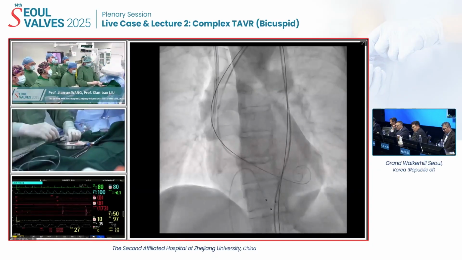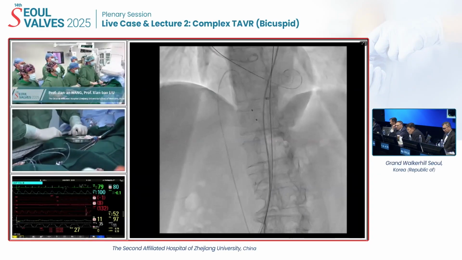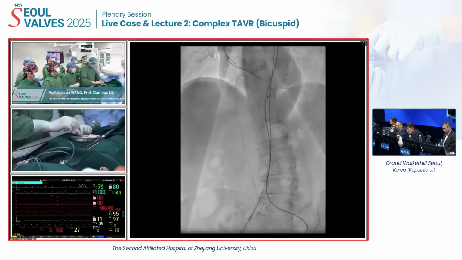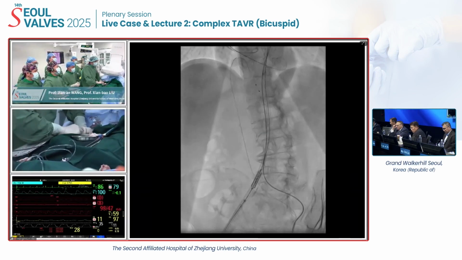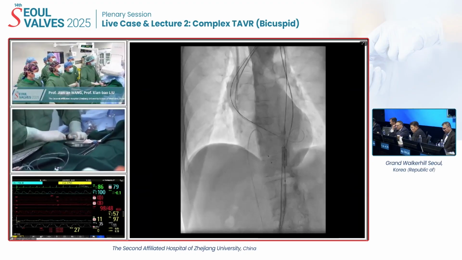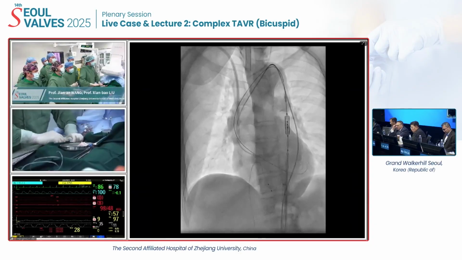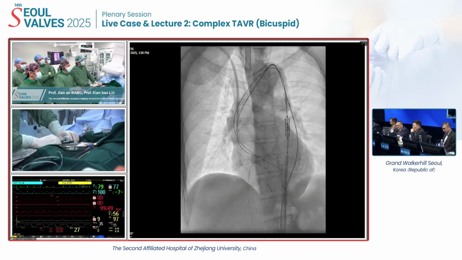Does it come in more sizes, or is it more like the MyVal, or more like the Sapien in the sizing? Yeah, the size is the same. 20, 23, 26. Same as the Sapien. However, it's already loaded.